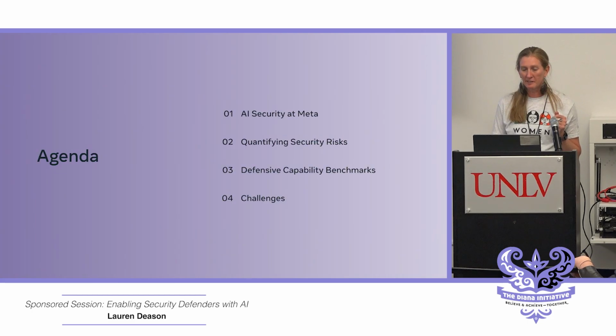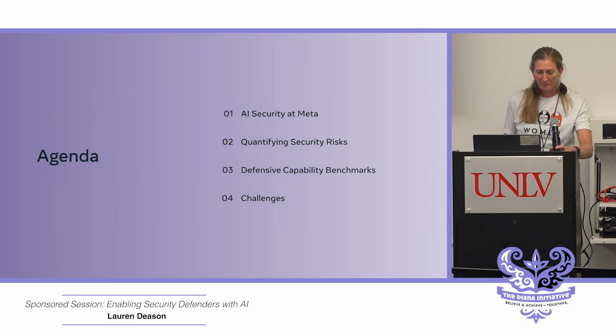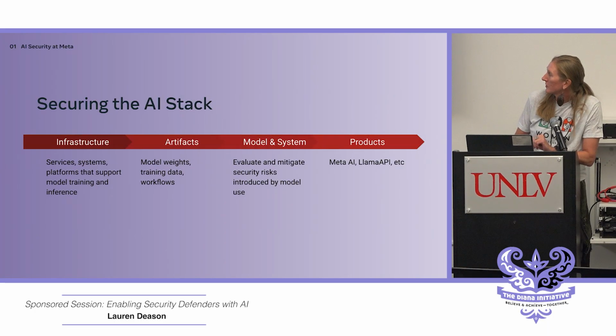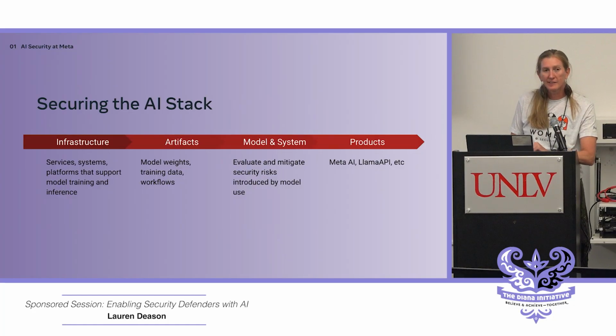First, I wanted to give you a brief overview of how we're thinking about AI security at Meta. Here, I'm spelling out the different areas in which security comes into play when we're thinking about AI. There's security of the actual services, systems, platforms and infrastructure used for model training and inference. There are also security considerations about the artifacts, meaning the model weights, the training data, and the training recipes used in developing these models.